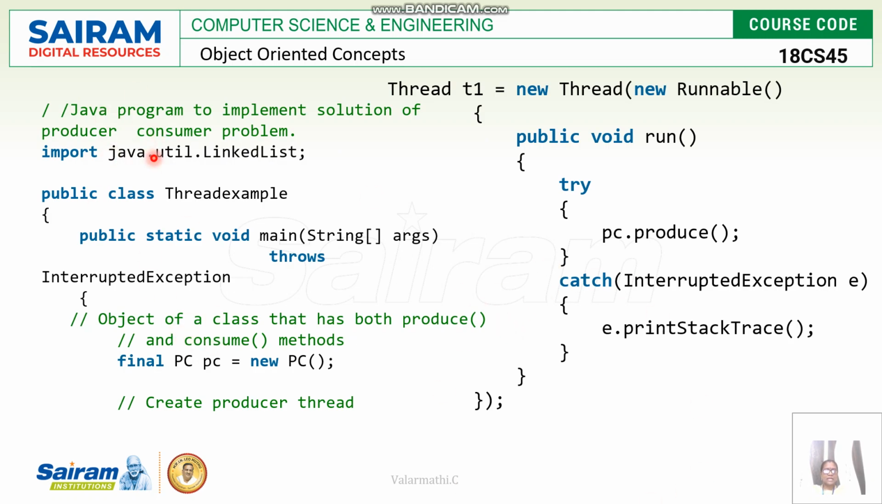This is the program starting. This program shows a solution of the producer consumer problem, and it imports the linked list. That linked list class is available in the util package. Coming on to the ThreadExample class main, it has one exception called InterruptedException, because we are working in a multi-threaded environment.